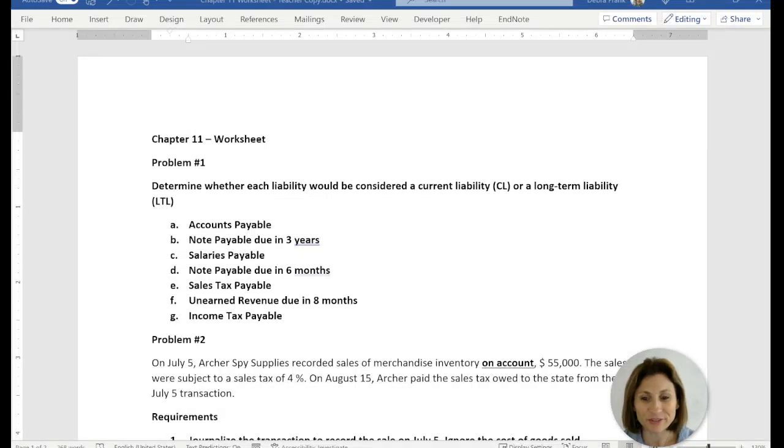All right, here we are. Chapter 11, current liabilities is this chapter. So we're going to just review some vocab and then we'll go through a little quick practice. So it should be less than a 4-minute video for this one.